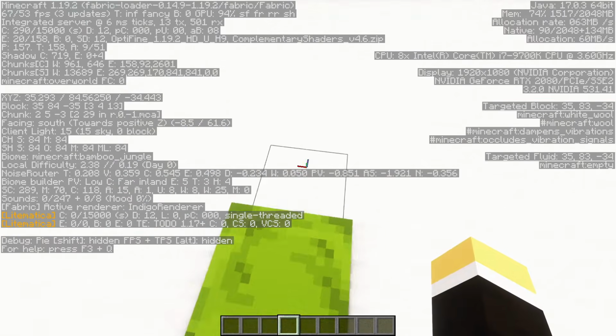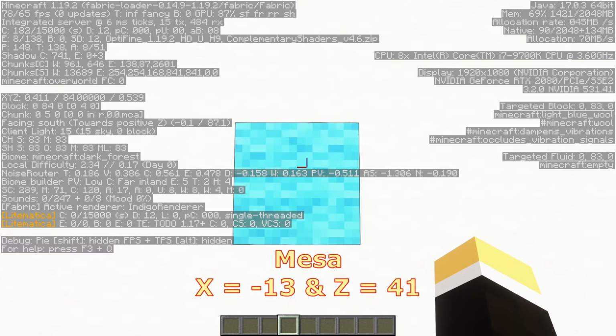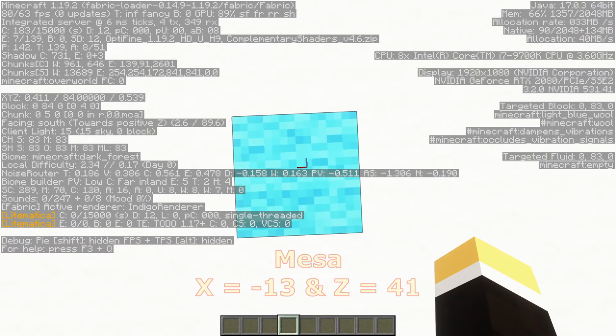I also set up a mesa, so we'll start fresh. We'll go back over here again. Now the mesa is set up at -13 and positive 41. Now, minus 13 is the X coordinate, our first number, so we need to get to negative 13. Going negative numbers from 0 means we need to go west. So let's go west to 13.